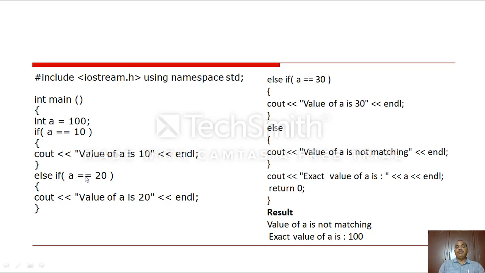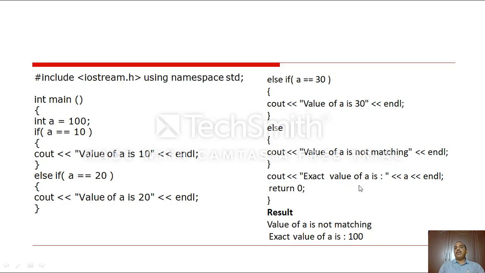Again, check the condition. If a equal to 20, what is the value of a? The value of a is 100. If a equal to 20, no. The control goes to the else part. Again, if a equal to 30, what is the value of a? 100. Is it true? No, false. Then the control goes to the else part. Then there is no if statement. Then the value of a is not matching.